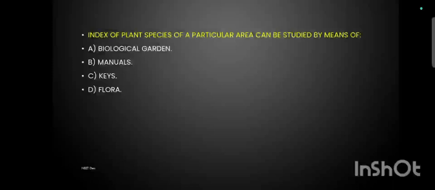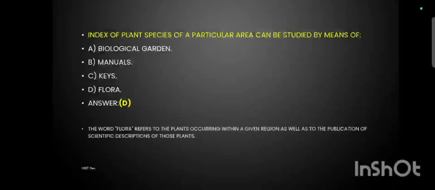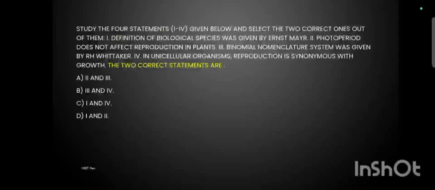Question: index of plant species of a particular area can be studied by means of A, biological garden, B, manuals, C, keys, D, flora. So the answer is D, flora.